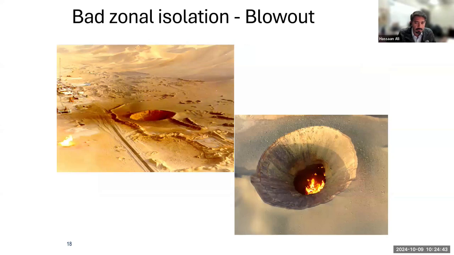And then last but not the least, that is just one example. Bad zonal isolation can result in a huge blowout, which you can see right over here in the desert. We have lost the well, with a big crater formed and fire because of the uncontrolled exposure of the hydrocarbon and loss of well control.